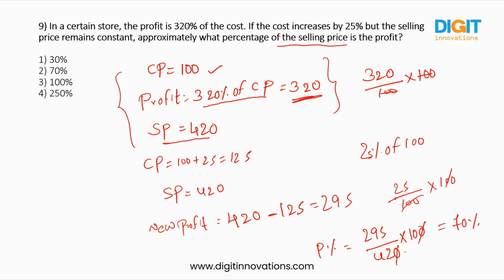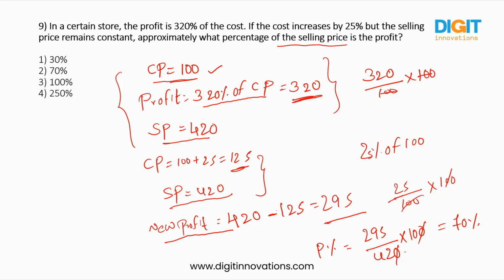And next one, cost price increased by 25%. So cost price is increased to 125. Selling price remains the same, they told. So selling price is 420. So in this you'll get the new profit, right? So in this difference, you got 295 as the profit. Profit got changed by changing the cost price, right?